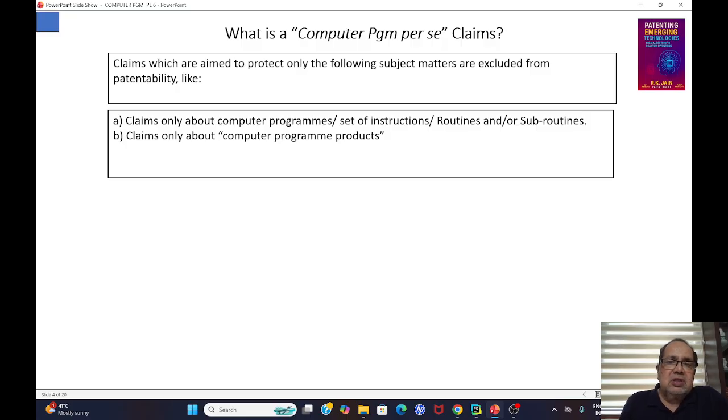So, to start with, let us first understand what is computer programs per se. Now, claims which are defined by two characteristics fall under the computer program claims. Firstly, the claims which prescribe only computer program, set of instructions or routines or subroutines, and the second type of claims which are related only to computer program product. So these two categories of claims are exclusively marked as computer program claims and hence are termed as non-patentable. But we must first understand the suffix per se.